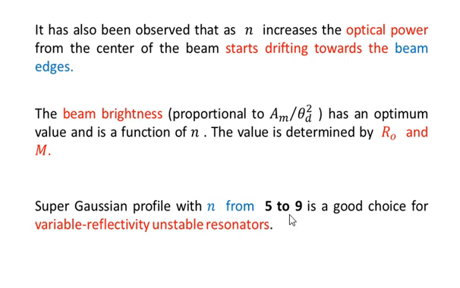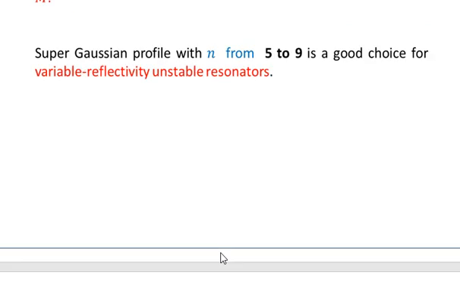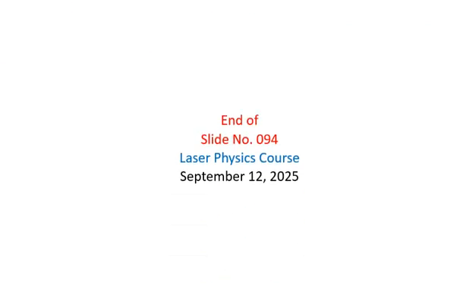A super Gaussian profile with n from 5 to 9 is a good choice for variable reflectivity unstable resonators. So you can choose an n value from 5 to 9 if you want your resonator to have variable reflectivity, for example, variable reflectivity for mirror number 2, through which we are obtaining the output beam. Because we are discussing a single-ended unstable resonator, the output will only be obtained from one of the mirrors, and here we are obtaining the output from mirror 2. So I think this is appropriate to answer the query raised in the question. This is the end of slide number 94.